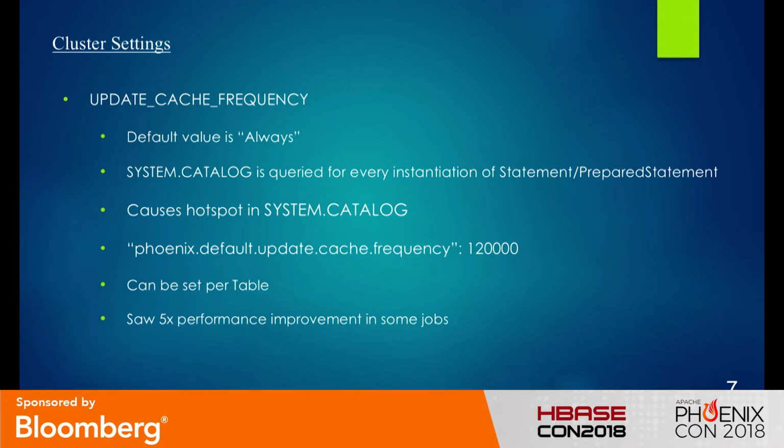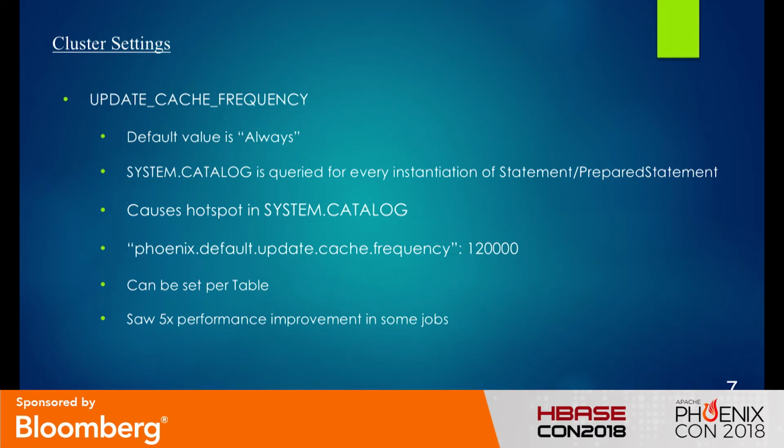So let's say your data is very well distributed across the cluster, but you have an application with a very high read throughput and you are making a lot of statements, like we do in one of our web services. In that case, whenever we were creating a statement, it would first hit the system.catalog table, and this system.catalog table has a single region. So it would create a hotspot, and performance was severely degraded.